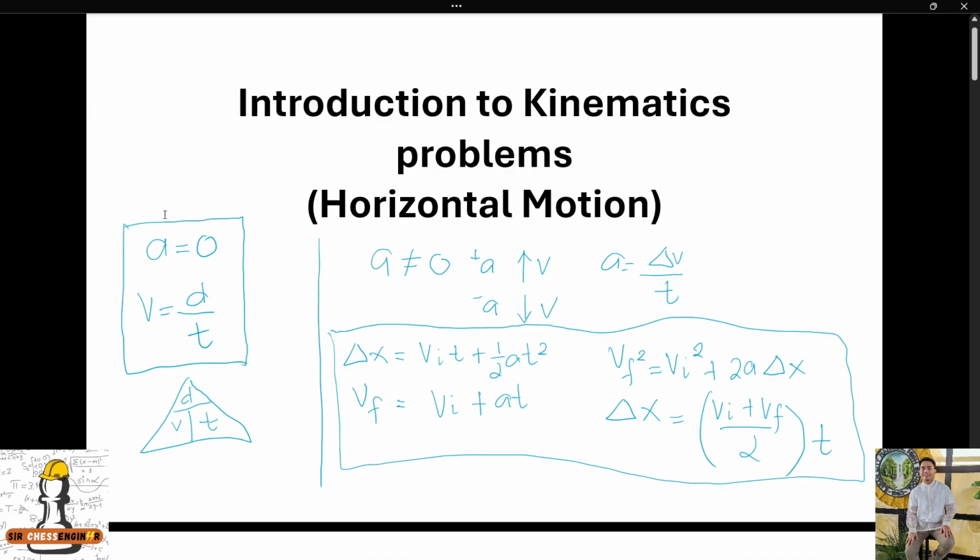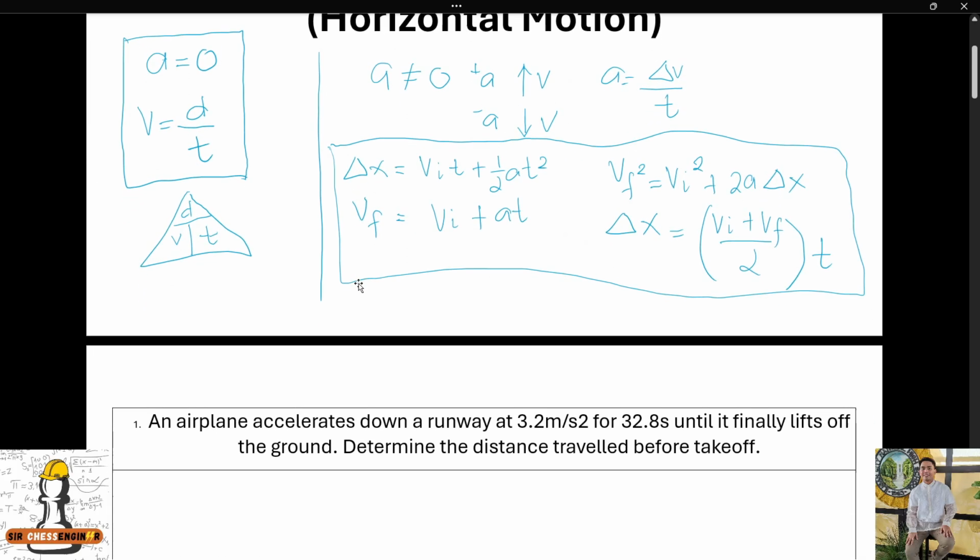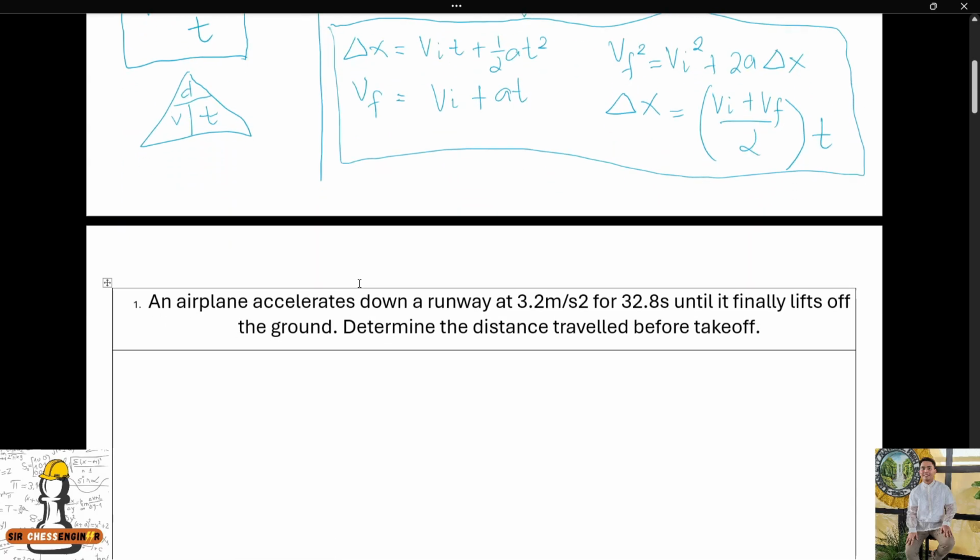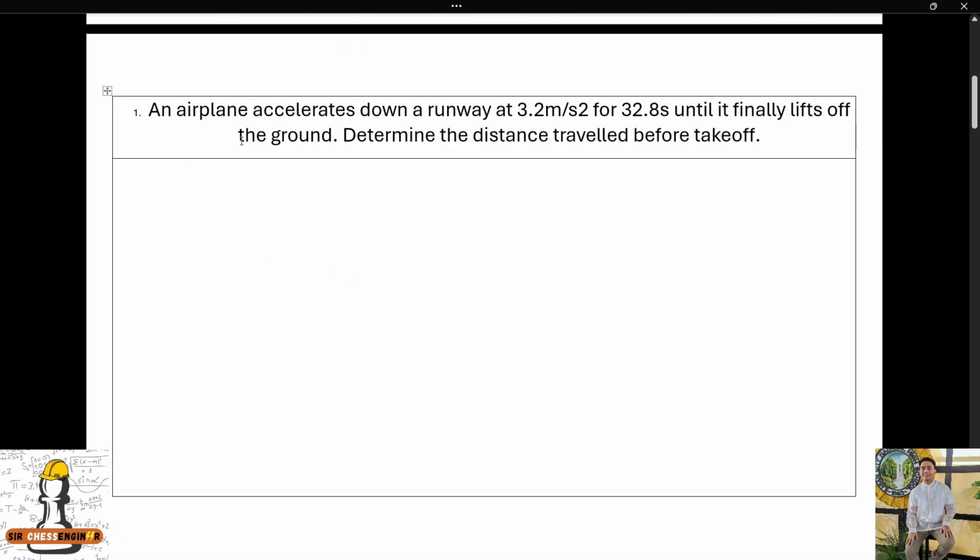Okay, let's have an example. Example problem. An airplane accelerates down a runway at 3.2 meters per second squared for 32.8 seconds until it finally lifts off the ground. Determine the distance traveled before takeoff.